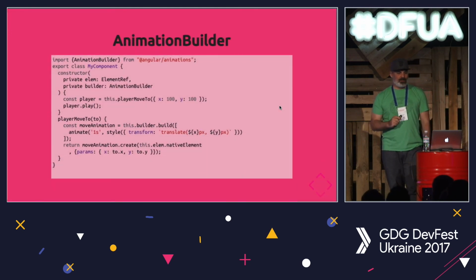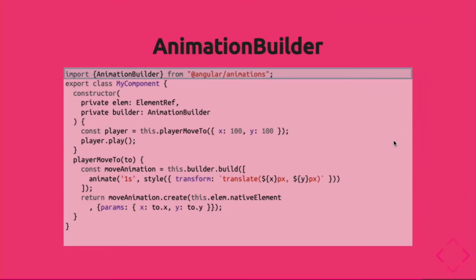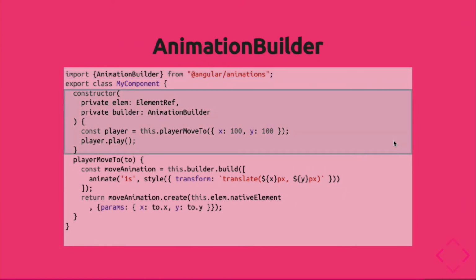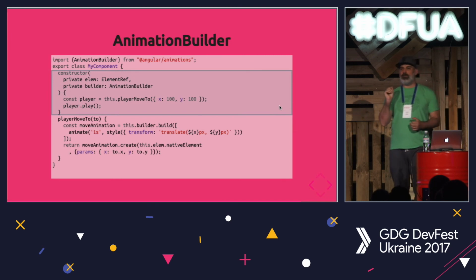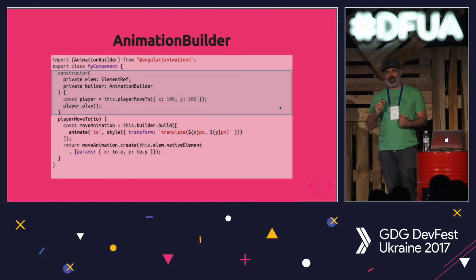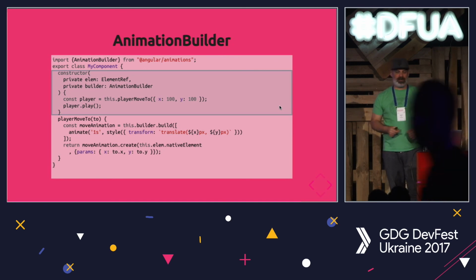So let's see the code for this animation. We are using Animation Builder, as I was explaining, and we just need to use dependency injection. For this example, I'm using some initial value that is going to put the element in the center of the screen, and I'm going to run this player that is going to create the animation and run it. But it's only one iteration.